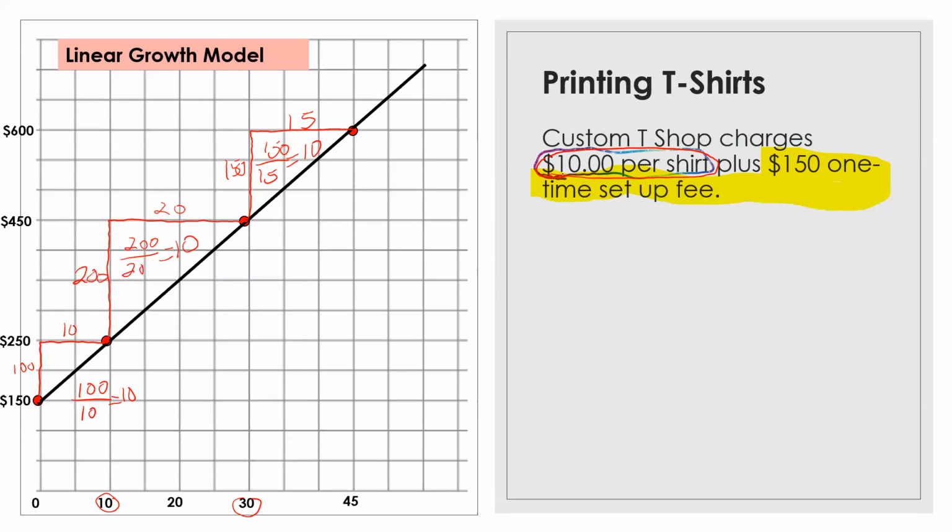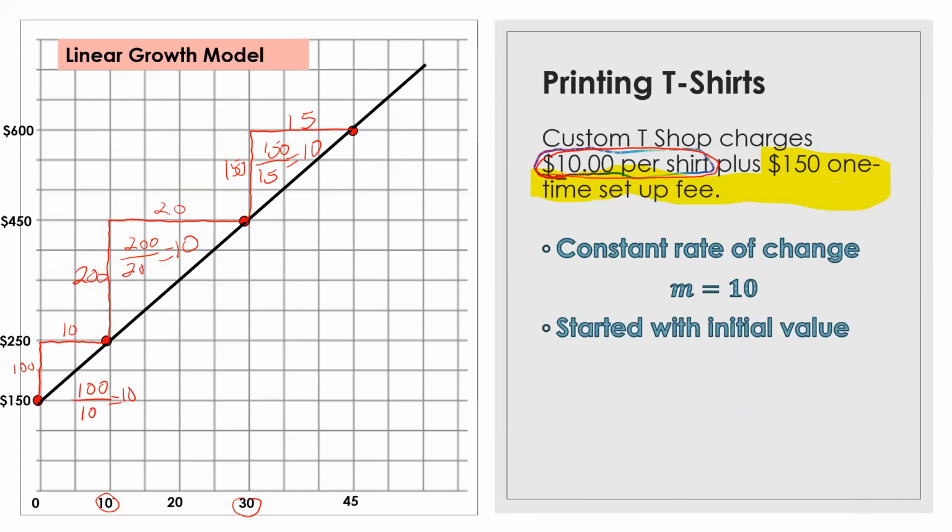So we will define what we call a linear growth model, and that has a constant rate of change. In this case, $10 a shirt. Okay, now we're going to define that constant rate of change. I'm going to use the letter M for this constant rate of change, equal to 10. Okay, and then we know that we started out with an initial value right here of 150. So I'm going to use the letter B for that initial value. Okay, and that would be 150.